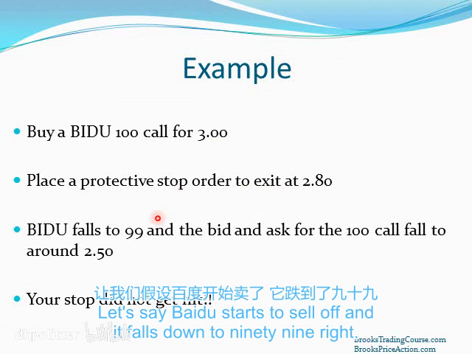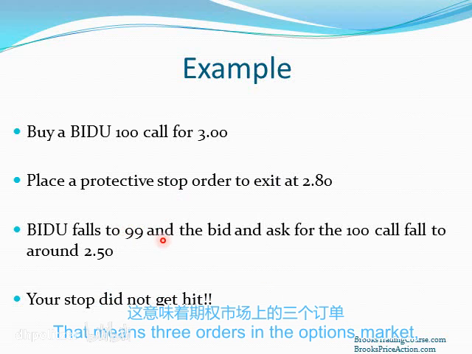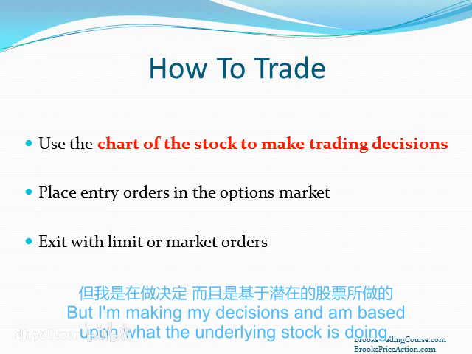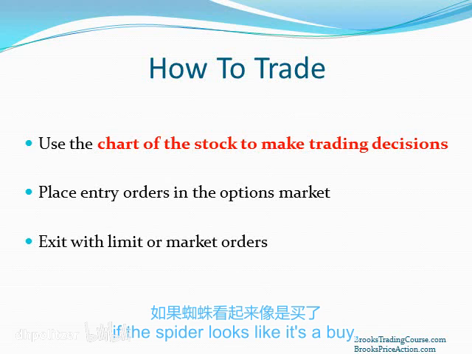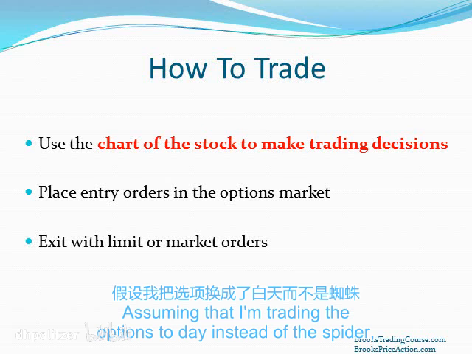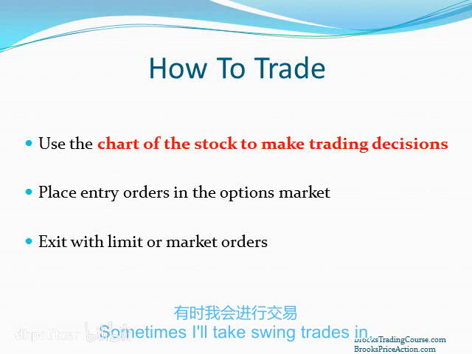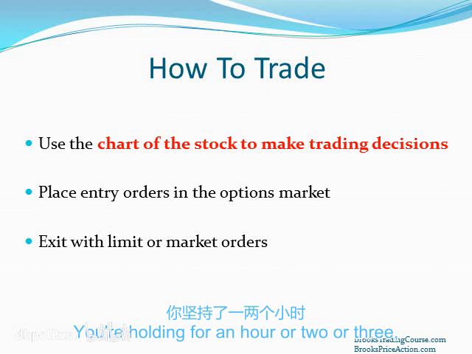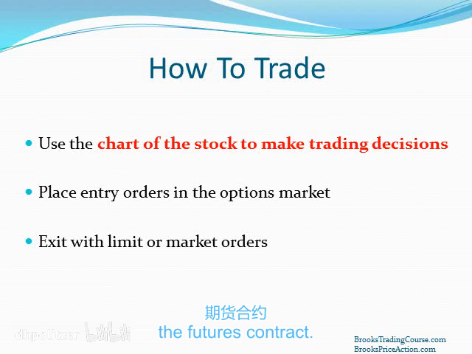Let's say Baidu starts to sell off and it falls down to 99, right? That means 3 orders in the options market, and I can exit with limit or market orders, but I'm making my decisions based upon what the underlying stock is doing. So for example, if the spider looks like it's a buy and I'd rather buy options, I immediately buy at the market or with a limit order at the money call, assuming that I'm trading the options today instead of the spider, which I sometimes do. Sometimes I'll take swing trades in the spider calls or spider puts, day trades, swing trades, holding for an hour or 2 or 3. And I'll take scalps in the E-mini, the futures contract.